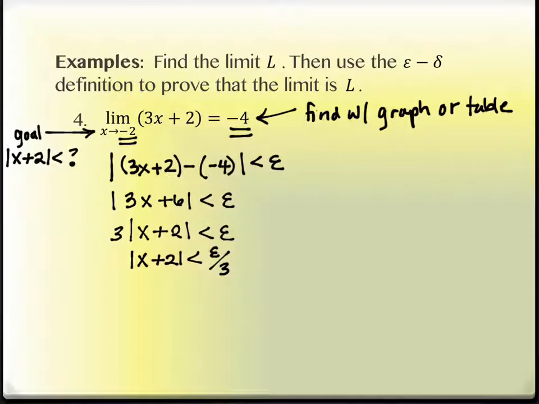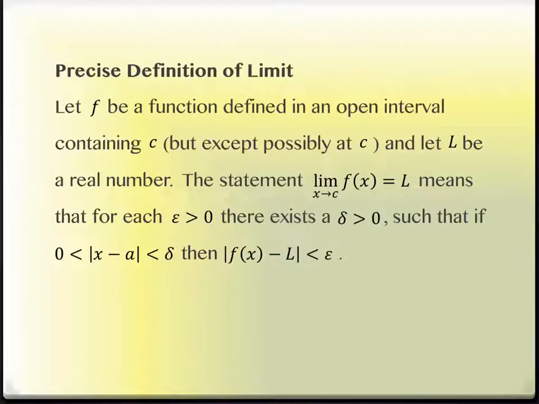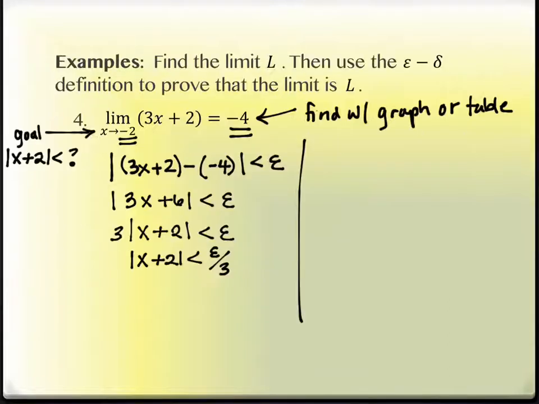This is half of the problem. Half of the problem is just algebra with an inequality and absolute values, okay? What's the other half of the problem? The other half of the problem is going back to this definition and rewriting it with your problem. So what does it look like? Well, it's going to look something like this. We know that the limit as x approaches 2 of 3x plus 2 equals negative 4. That's what we're trying to prove.